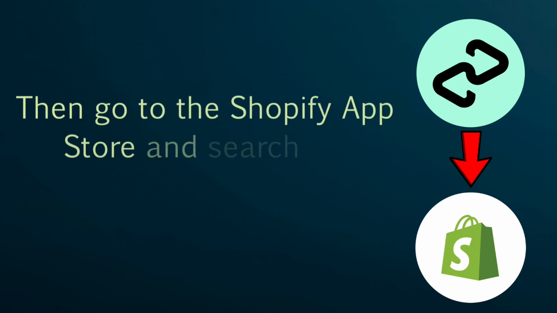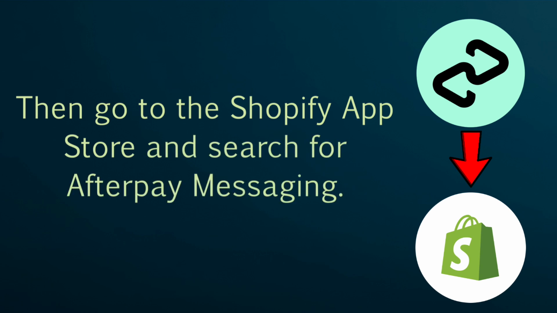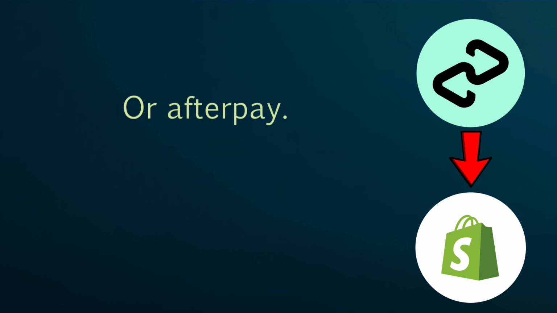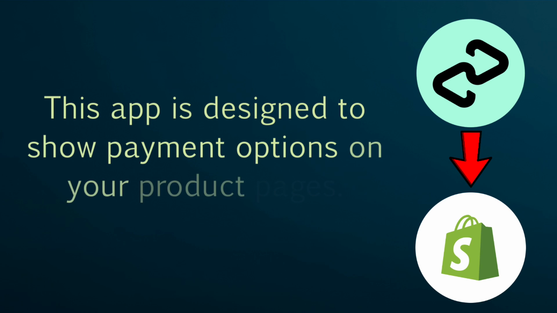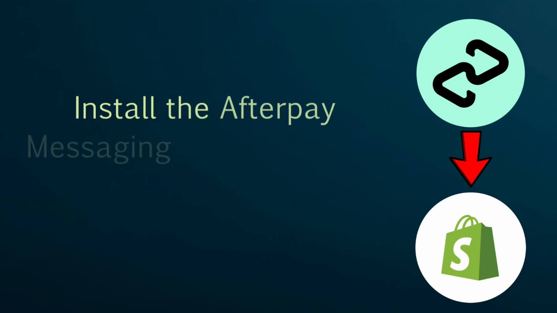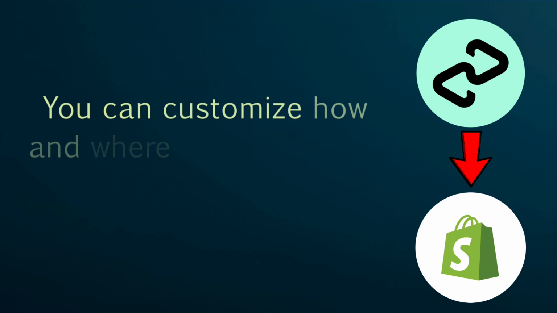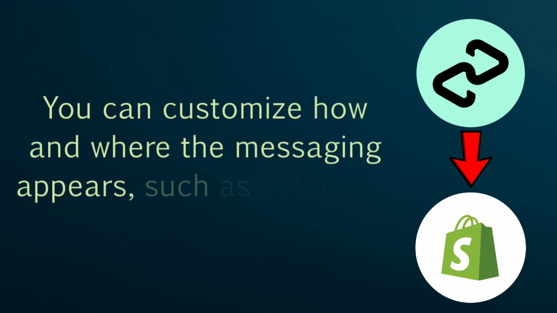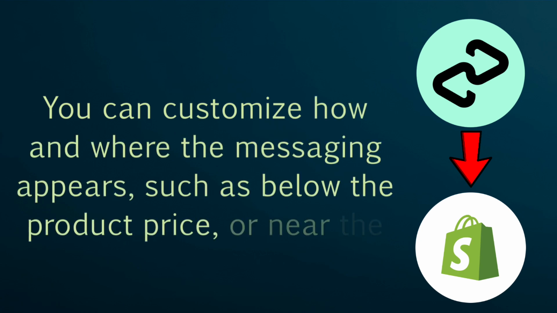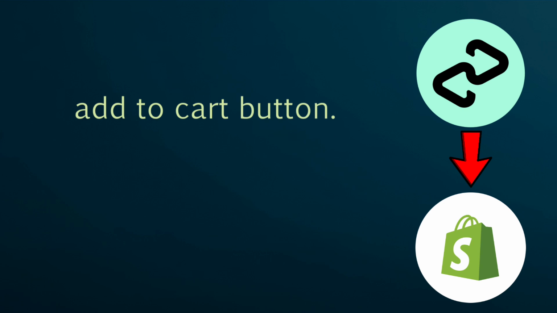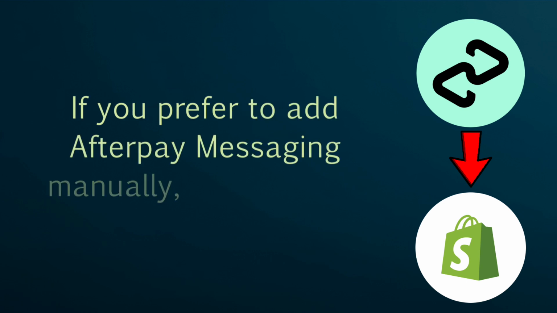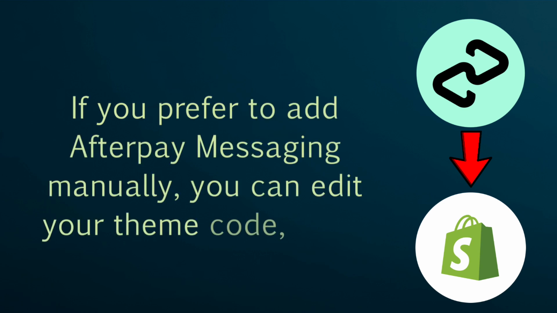Then go to the Shopify App Store and search for Afterpay messaging, or Afterpay. This app is designed to show payment options on your product pages. Install the Afterpay messaging app and follow the setup instructions. You can customize how and where the messaging appears, such as below the product price or near the Add to Cart button.